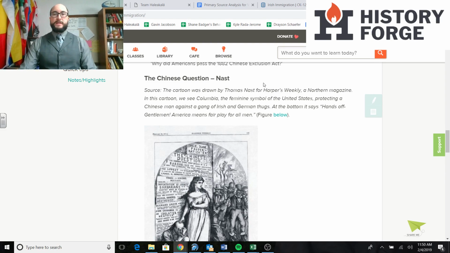In this cartoon, we see Columbia, the feminine symbol of the United States, protecting a Chinese man against a gang of Irish and German thugs. At the bottom, it says, hands off, gentlemen. America means fair play for all men.